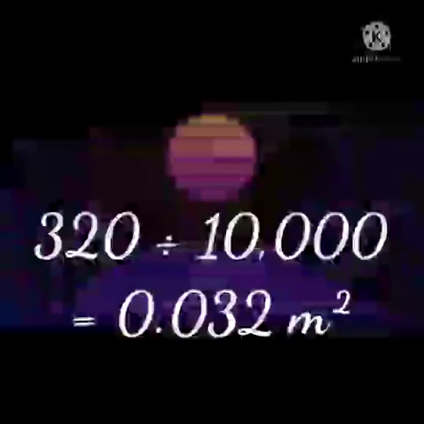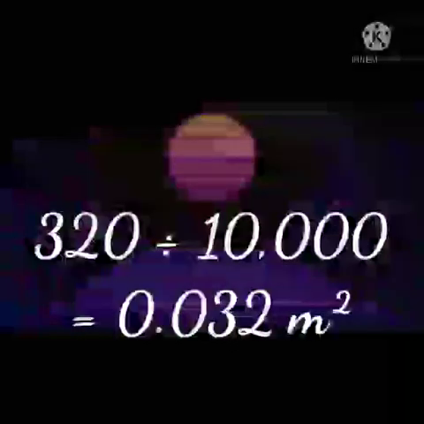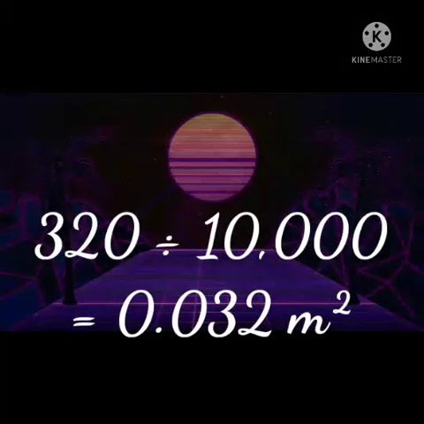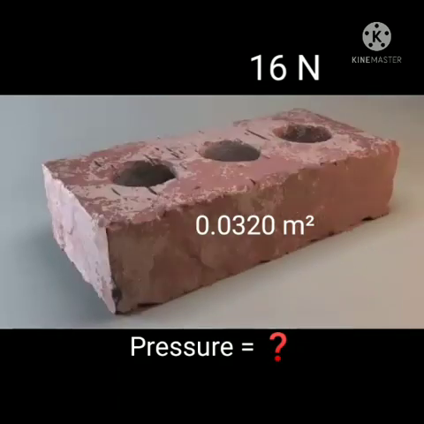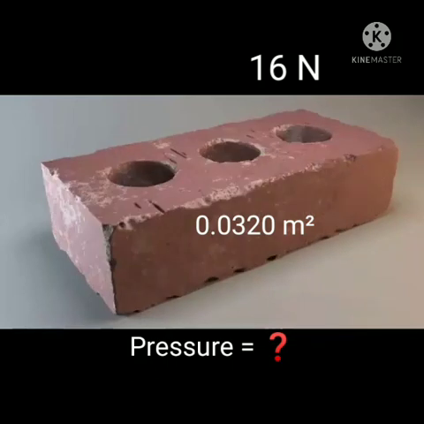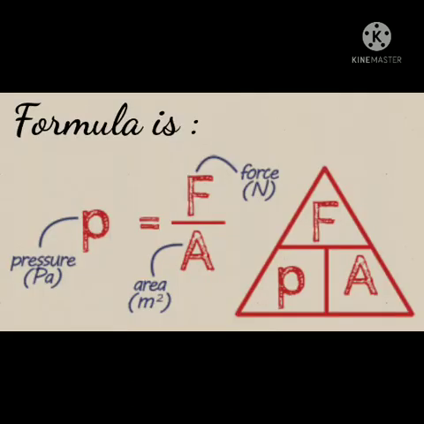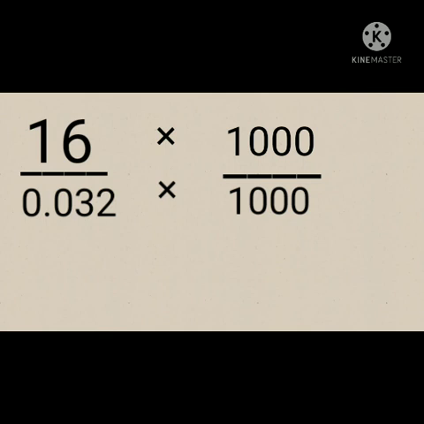So 320 divided by 10,000 and the answer is 0.032 meter square. We will find the pressure exerted by the brick on the ground. The formula is pressure is equal to force by area. 16 is divided by 0.032. For ease of our work, we are converting the denominator decimal value into fractional value.